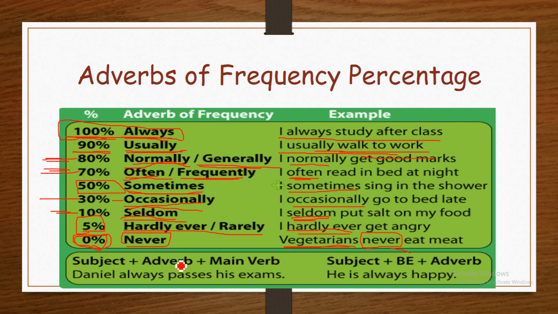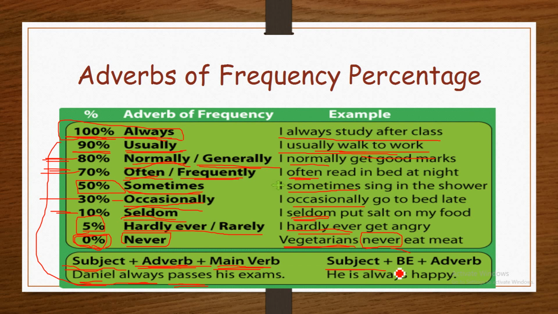How to use adverbs of frequency? We have the subject plus the adverb of frequency plus the main verb. For example, Daniel always passes his exams. Daniel is the subject. Always is the adverb. It means 100%. Passes is the verb.